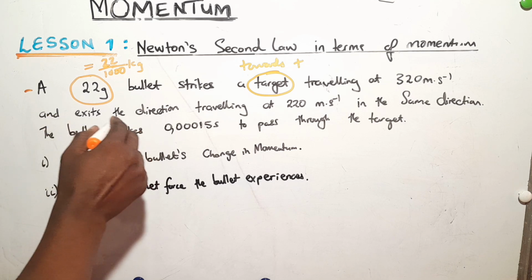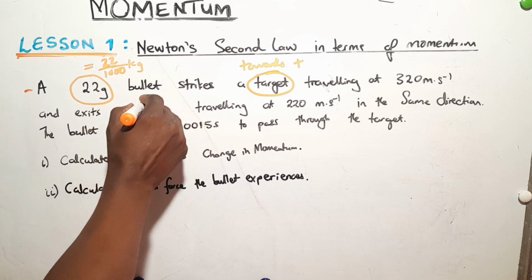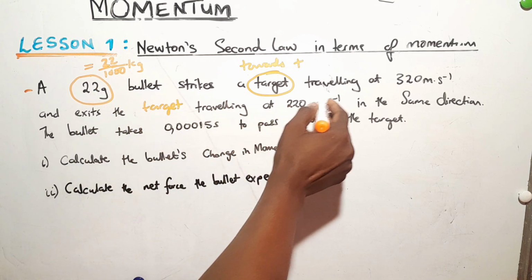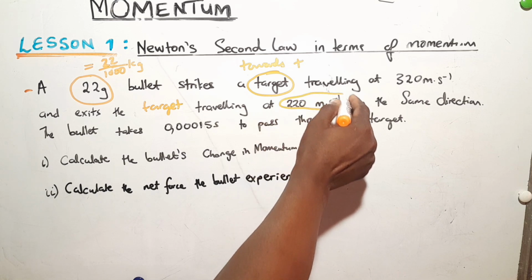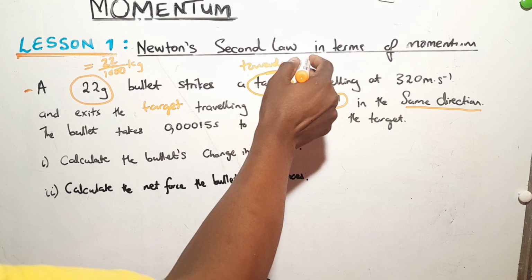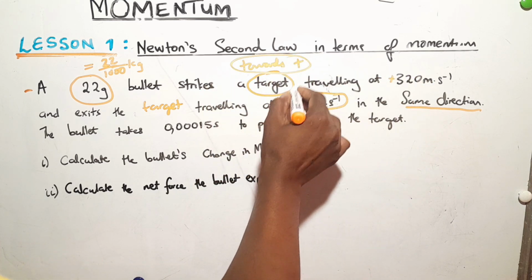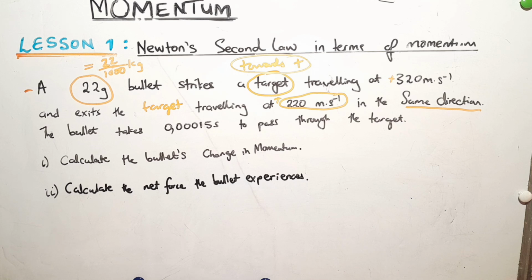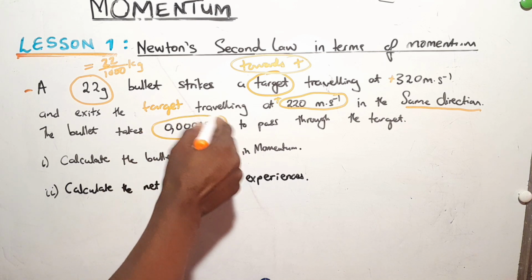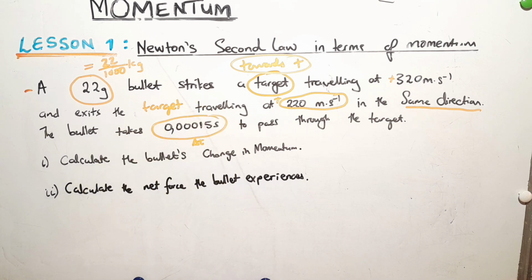And it exits the target traveling at 220 meters per second in the same direction. So it is still in the same direction. If we say towards the target is positive, then this will be positive and also this will be positive, right? The bullet takes 0.00015 seconds. So this is our time that it takes to pass through the target.